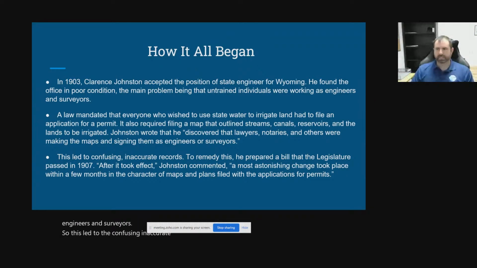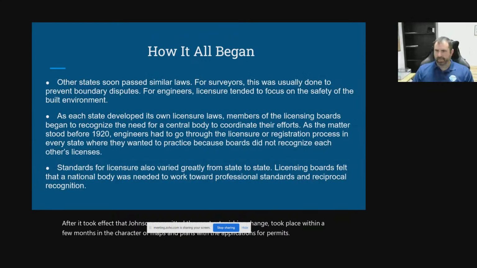To remedy this, he prepared a bill that the legislature passed in 1907. After it took effect, Johnson commented that the most astonishing change took place within a few months in the character of maps and plans with the applications for permits. Other states soon passed similar laws. For surveyors, this was usually done to prevent boundary disputes. For engineers, the licensure tended to focus on the safety of the built environment.